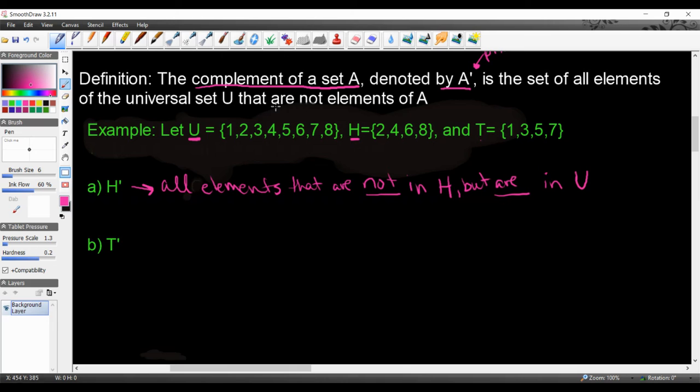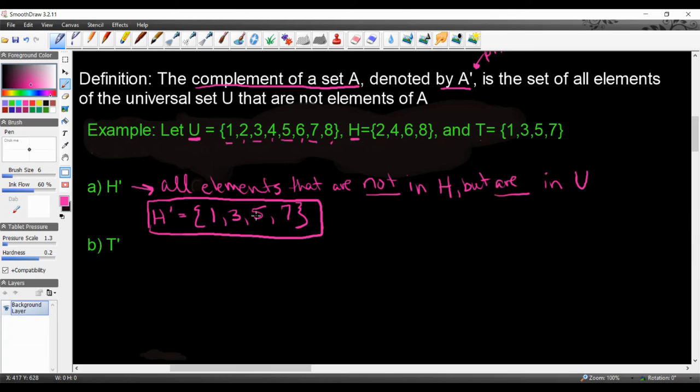So let's go ahead and take a look at that. H has a 2, 4, 6, 8. So U also has 2, 4, 6, 8. So I'm looking at the other ones. So it has a 1. So I would say that H prime has the set 1. It has 3. It has 5. And it has 7. And that's it. So H prime is equal to the set with 1, 3, 5, and 7, because 1, 3, 5, and 7 are not part of the original H over here, okay?